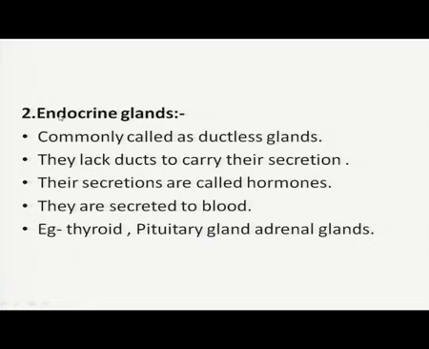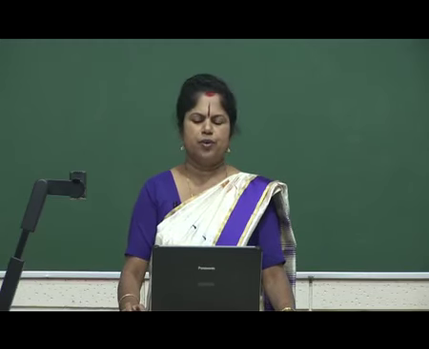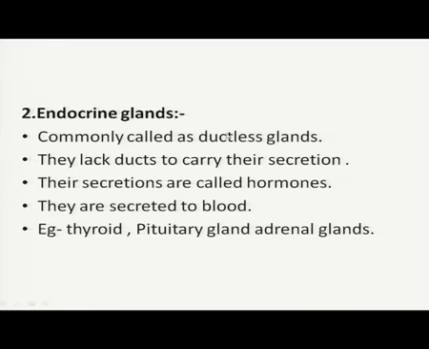Now, the second category, that is endocrine glands. They are ductless glands. It means they do not have any ducts to carry their secretion to the target site. So, ductless glands are known as endocrine glands. Their secretions are known as hormones. The secretions of ductless glands are collectively known as hormones.